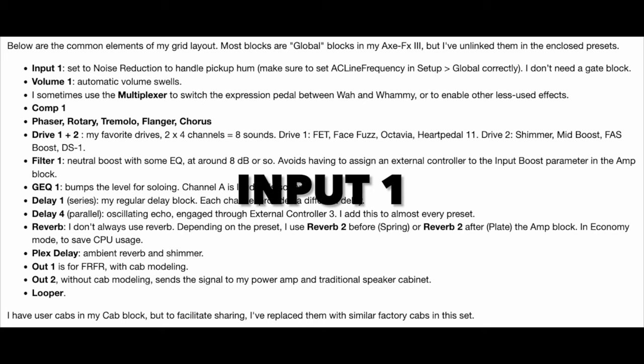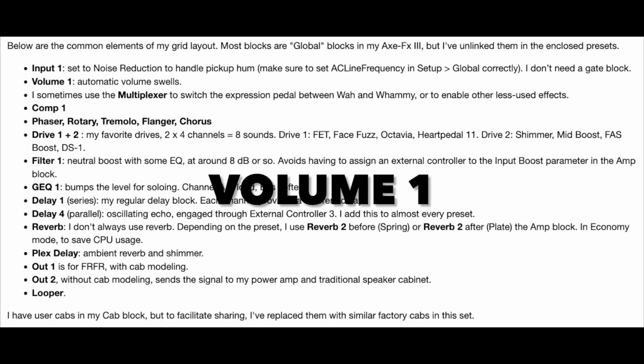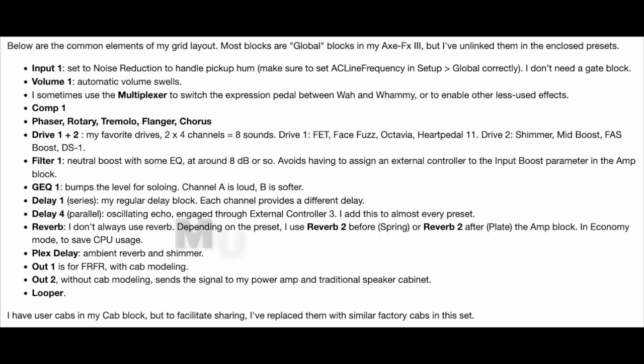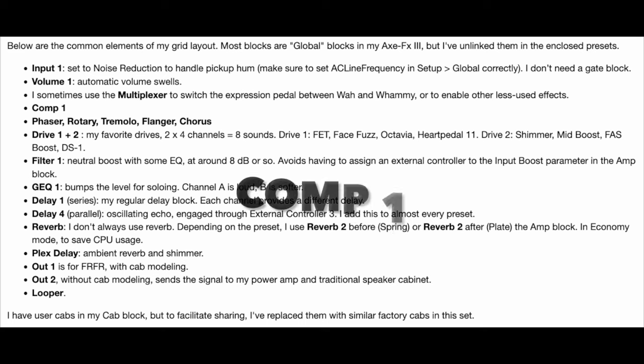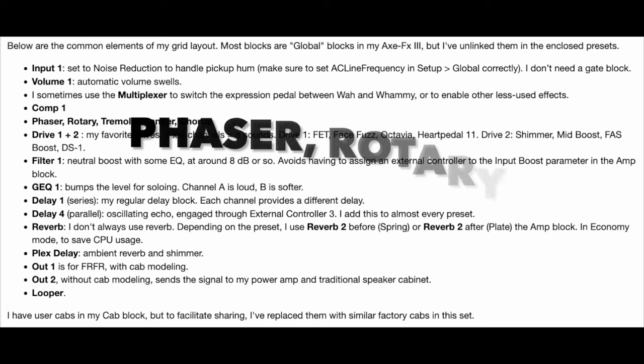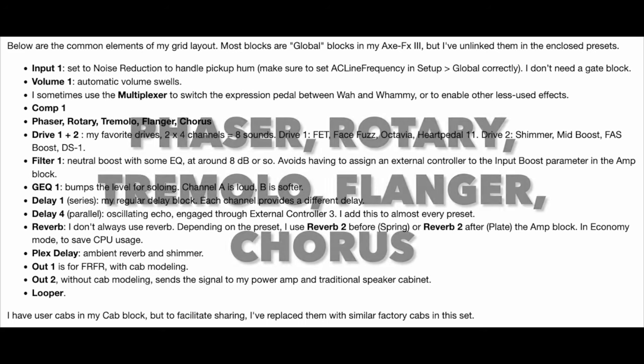Input 1. Set to noise reduction to handle pickup hum. Make sure to set AC line frequency and set up global correctly. I don't need a gate block. Volume 1. Automatic volume swells. I sometimes use the multiplexer to switch the expression pedal between wah and whammy or to enable other less used effects. Comp 1. Phaser, rotary, tremolo, flanger, chorus.